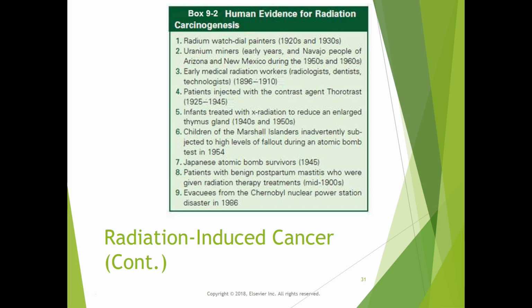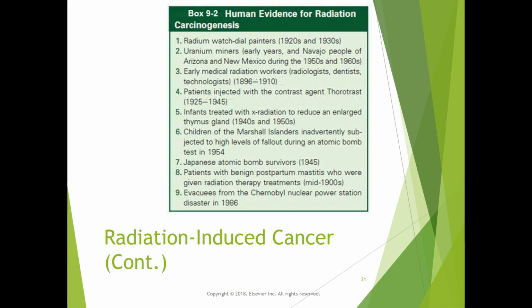Okay, number 5, infants treated with x-rays to reduce an enlarged thymus gland. This was during the 40s and 50s, with 1.2 to 60 grays of x-rays used as a therapeutic dose. As a result, some 20 years later, thyroid nodules and cancer appeared in these young adults from the exposure as an infant.